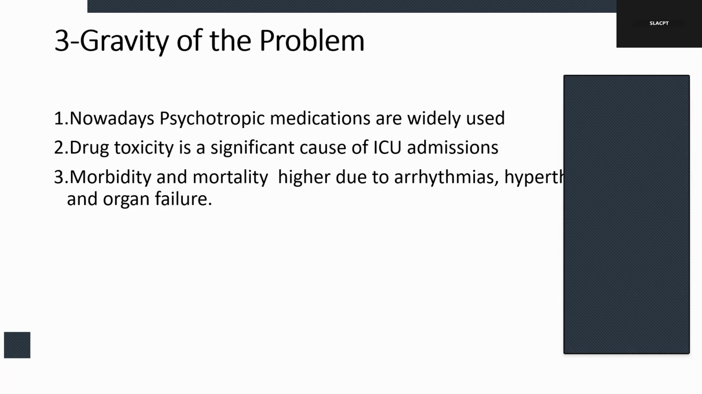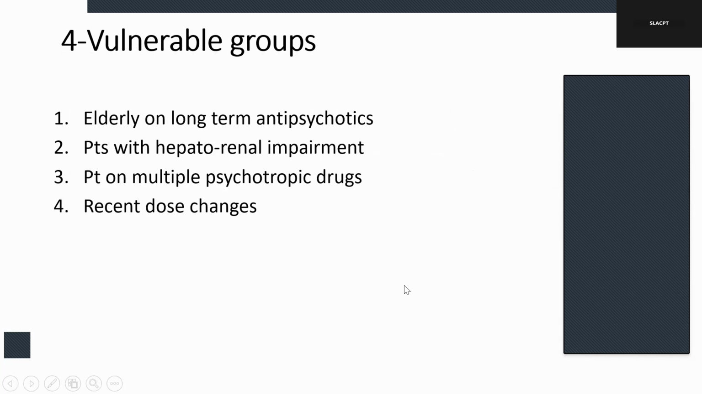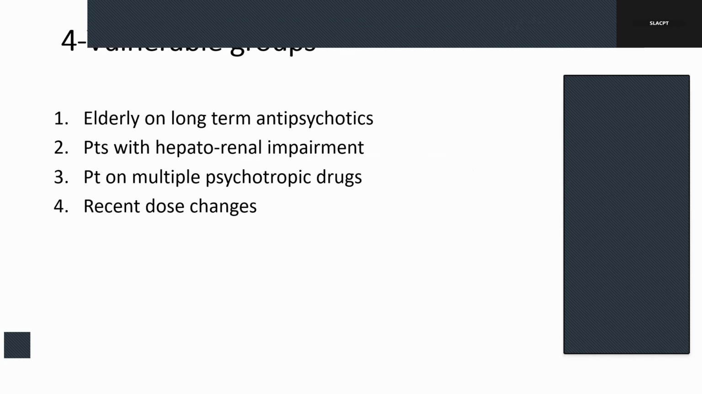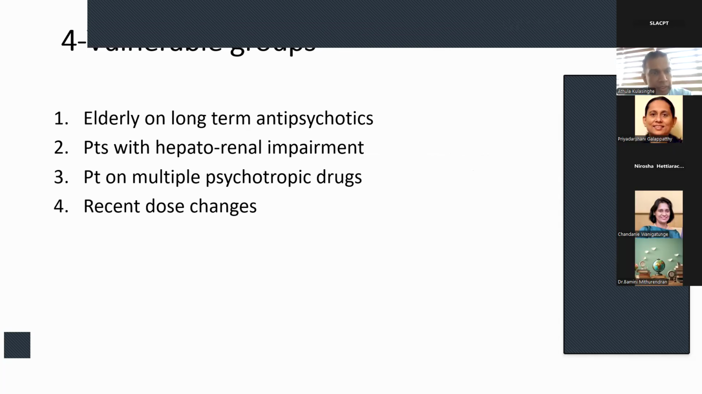Drug toxicity is a significant cause of ICU admission and care. They consume a lot of ICU resources, so that also must be taken into consideration. Morbidity and mortality are higher due to arrhythmias, hypothermia and organ failure. So this is the gravity of the problem. In addition, who are the vulnerable groups? Especially, as I mentioned, our population is aging now.